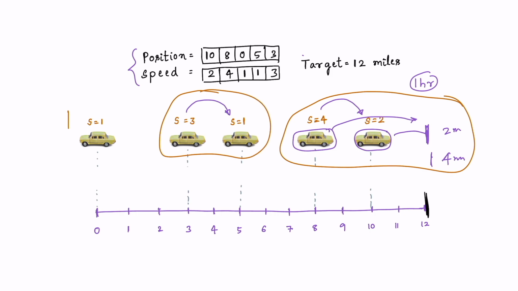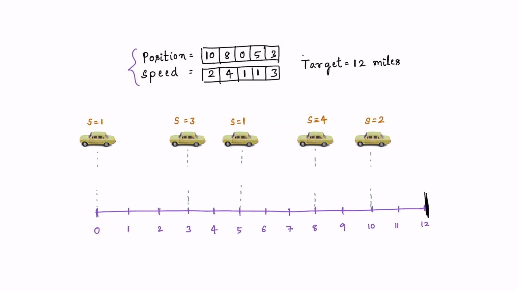Car at position 0 is the slowest car. It won't catch up to any other cars on the road. So the car at position 0 will be alone when they reach the destination. So in total, there will be 3 fleets at the destination.